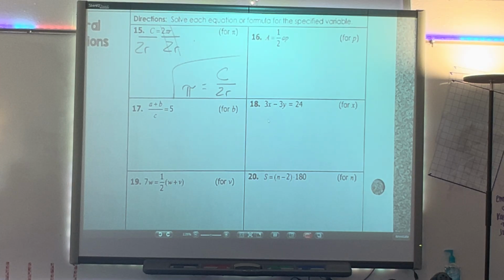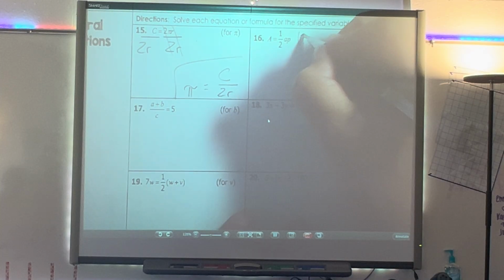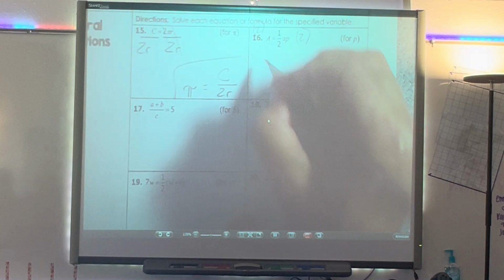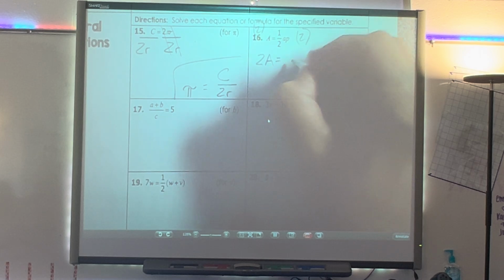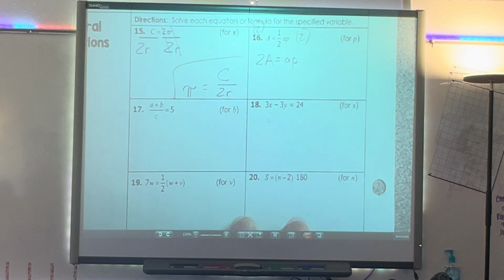Yes? All right, 16. I'm trying to get P. I've got 1/2 and A attached to it, right? Now, because this is a fraction, I want to get rid of the fraction first. How do I get rid of the half? I'm going to multiply off the 2. And now I have 2a is equal to little a times p, right?